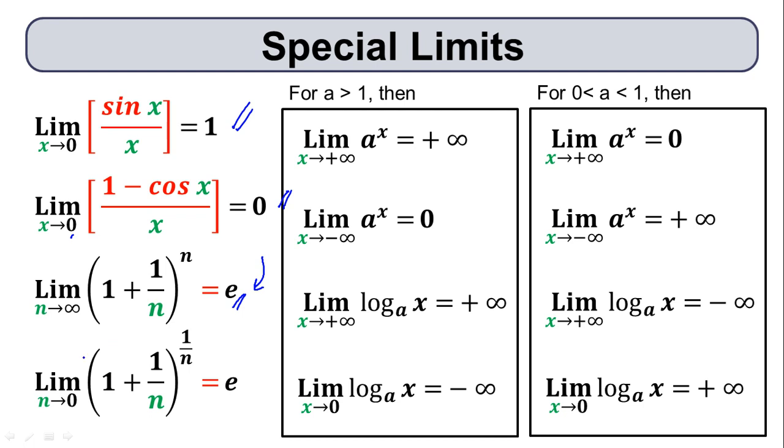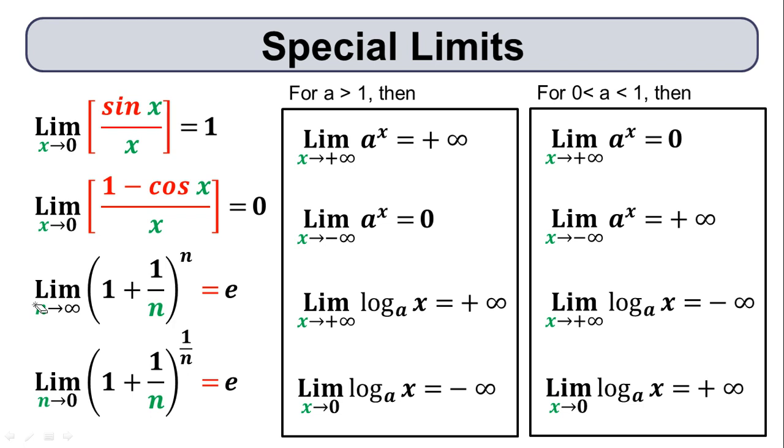Then, the limit as n approaches 0 naman ng quantity 1 plus 1 over n raised to the 1 over n is also equal to E. Yan yung actually definition ng Euler's number. Okay? So, ano pa?